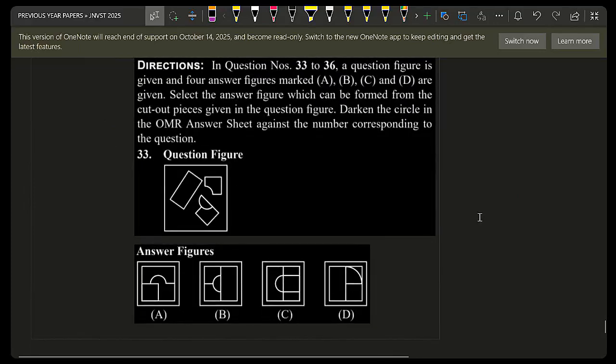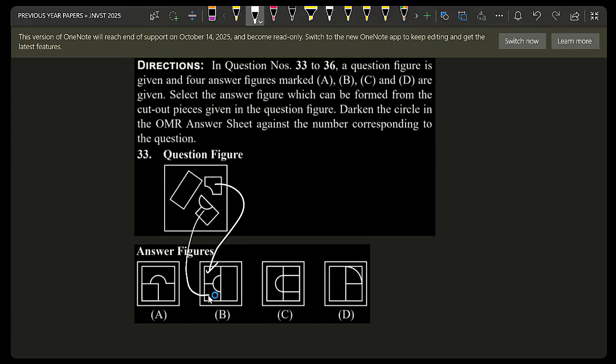Yes, this one. This is called space visualization question. So using the pieces in the question figure, which figure can be formed? I can see that it is there in option B. So you can see this part is this, and you can see this piece is here, and you can see this piece is here. Everything is matching in option B.